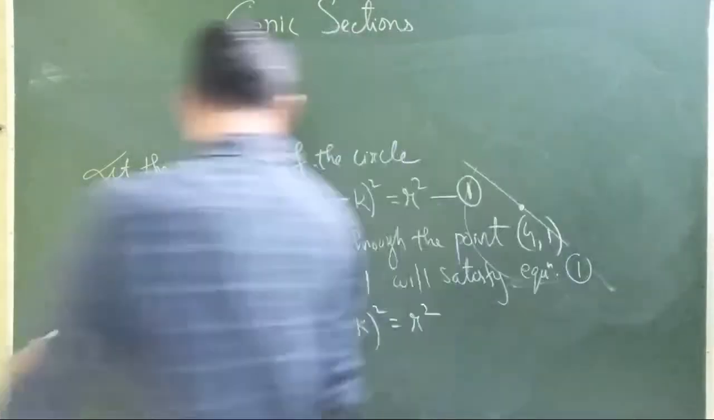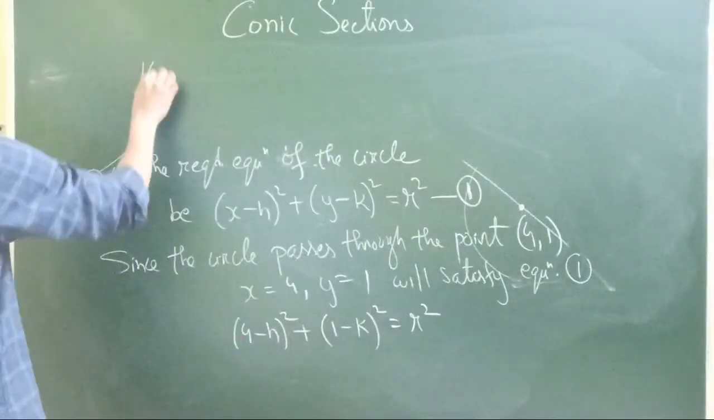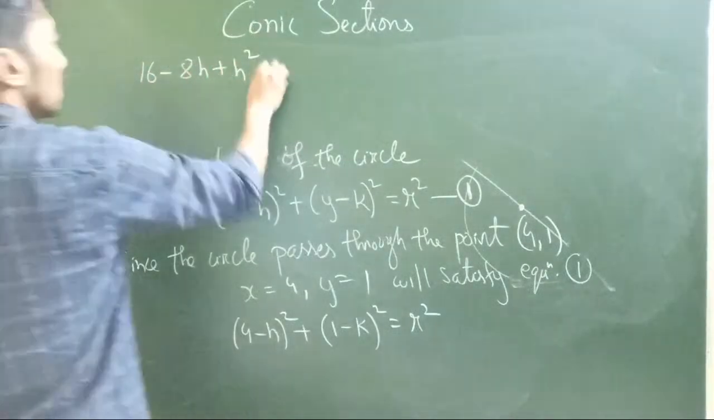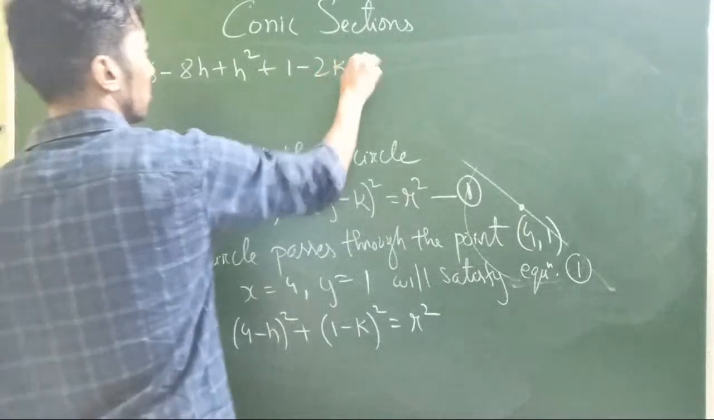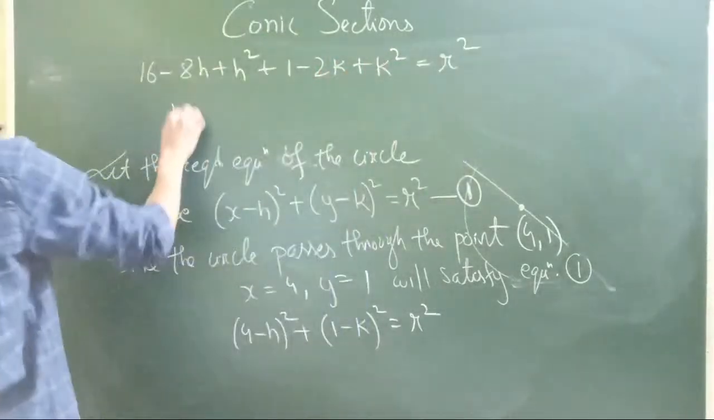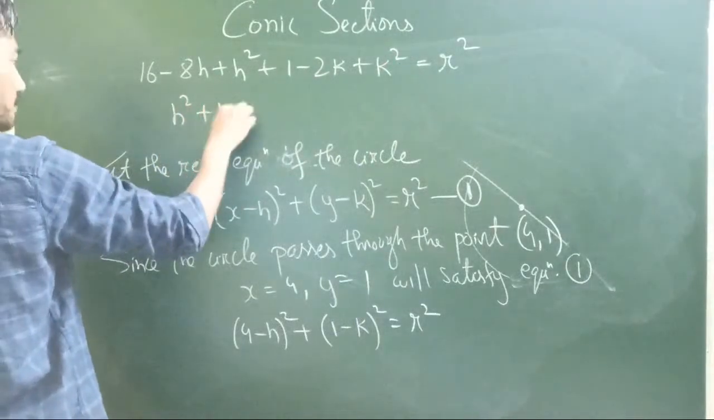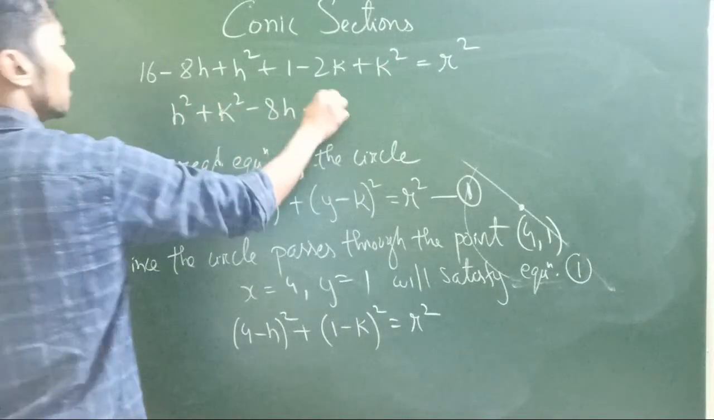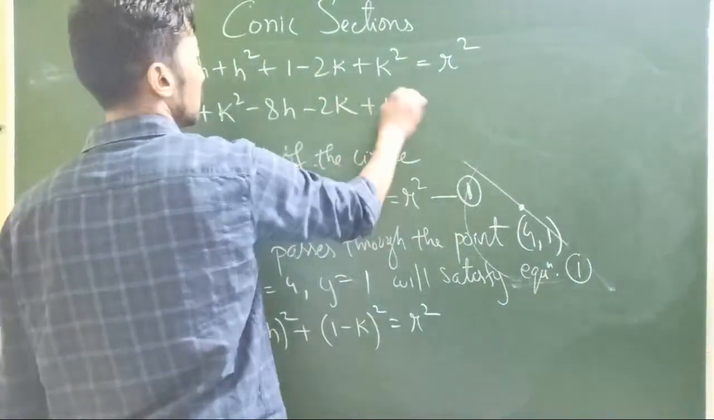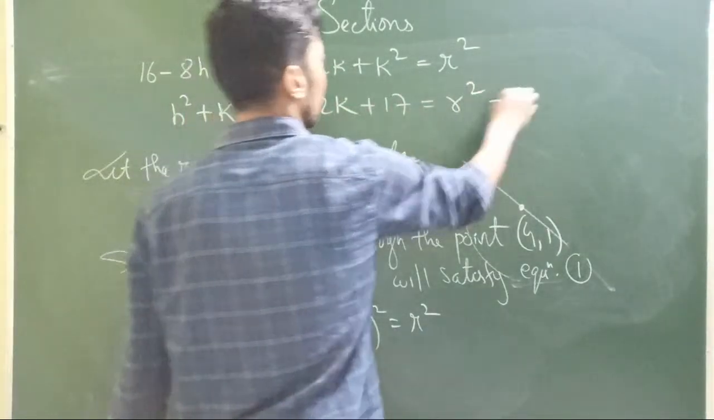So let's just expand this. So that's 16 minus 8h plus h square plus 1 minus 2k plus k square is equal to r square. Let's arrange this. H square plus k square minus 8h minus 2k, 16 plus 1, 17 equal to r square.